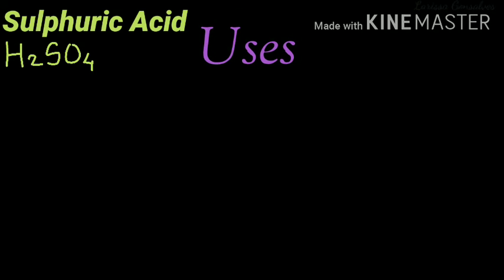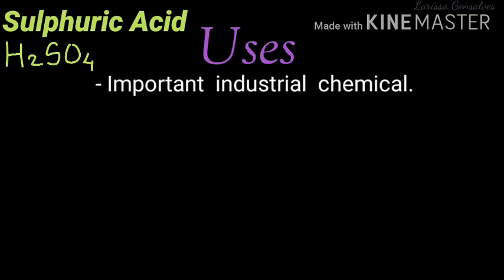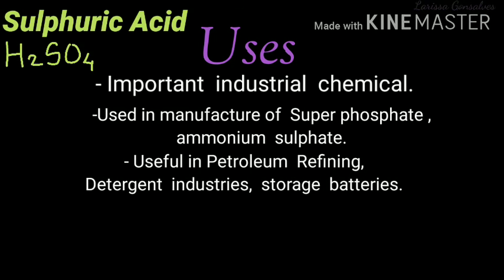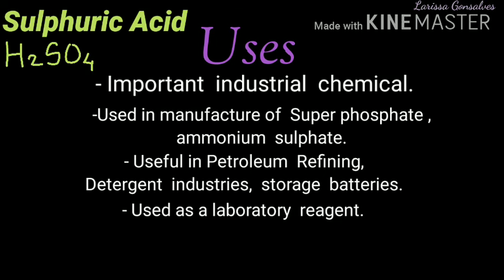Next are the uses of sulfuric acid. Sulfuric acid is an important industrial chemical and it has numerous applications, like it is used in the manufacture of fertilizers like superphosphate, ammonium sulfate, etc. It is also used in petroleum refining, in detergent industries, in storage batteries. Sulfuric acid is also used as a laboratory reagent to carry out a number of reactions or experiments.